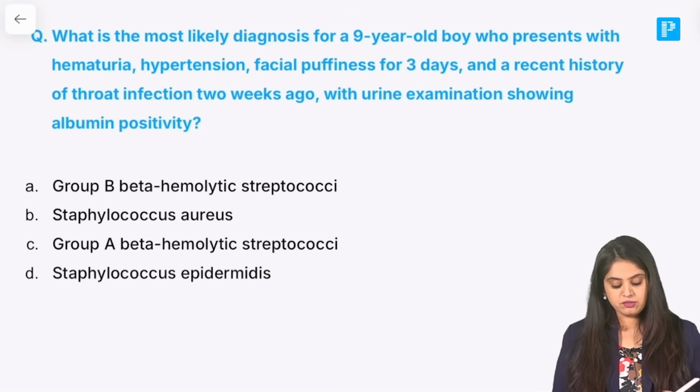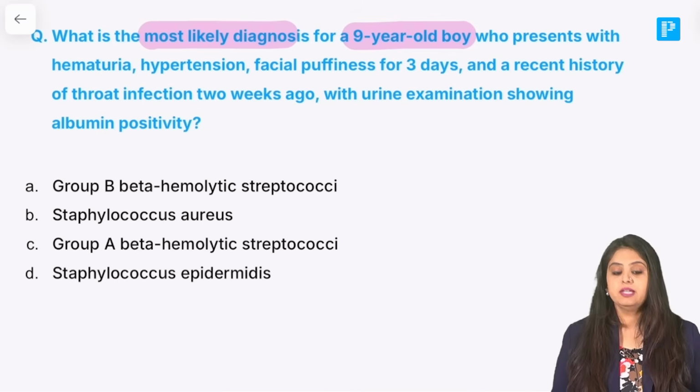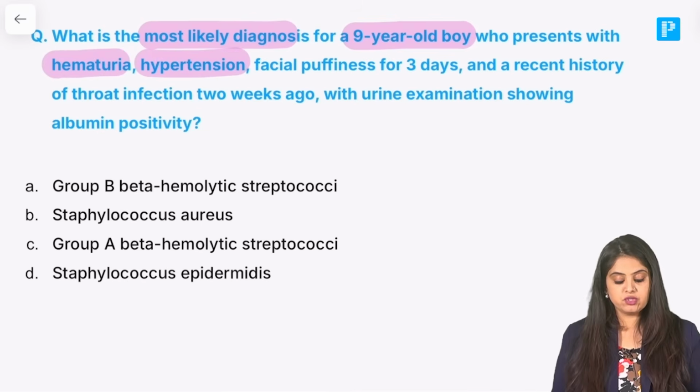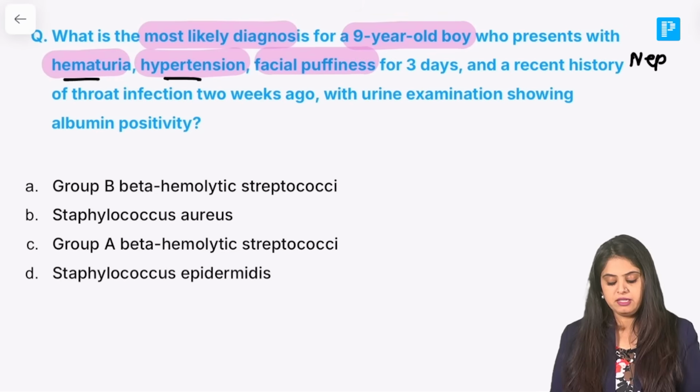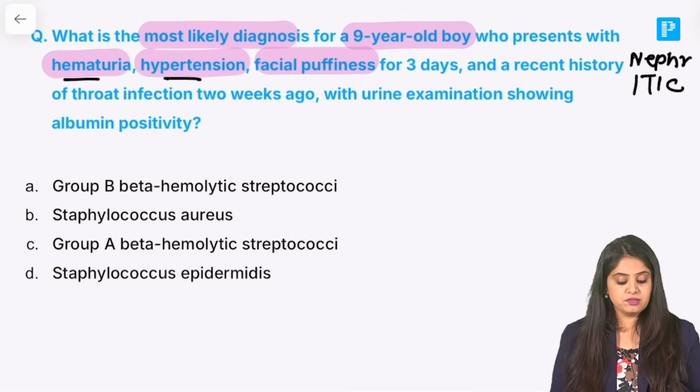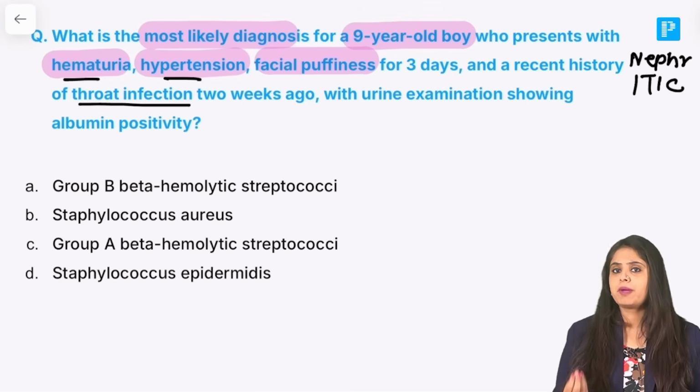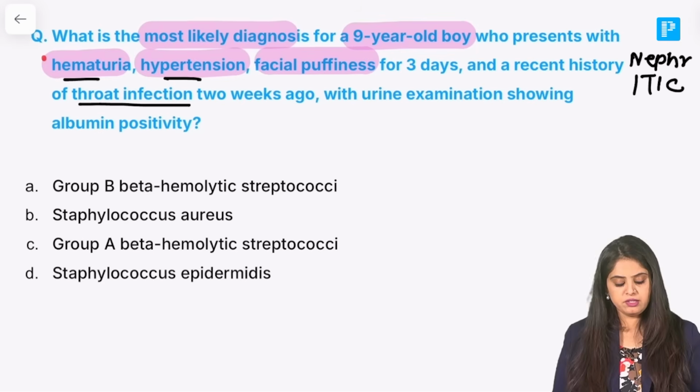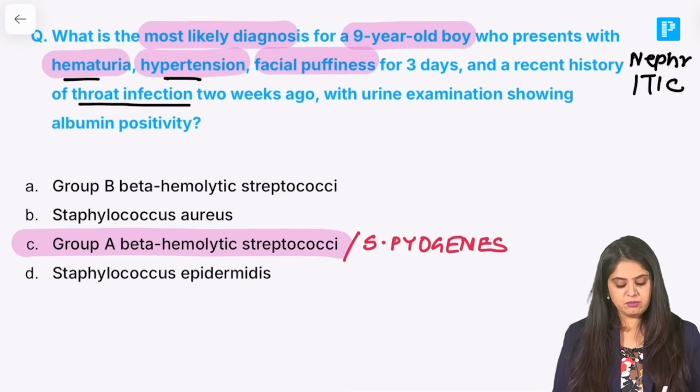Moving on to the next question, what is the most likely diagnosis in a 9-year-old boy with hematuria, hypertension, facial puffiness? A classical case, with blood coming out into the urine, with hypertension happening. Of course, I'm dealing with nephritic syndrome that you have to know. And there's a recent history of throat infection. Throat infection reminds me of sore throat, streptococcus. And of course, with that cola color urine mentioned, I am talking about GABS. GABS is group A beta hemolytic streptococcus. So that is written as GABS.